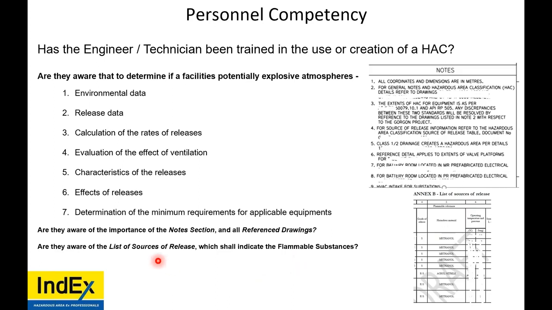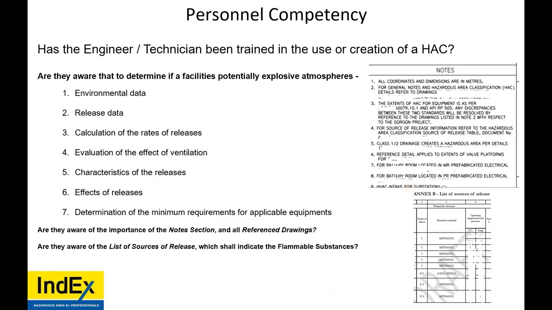Now, for the sources of release, which shall indicate the flammable substances, where can you find that? Usually you would find it in the reference drawings under the notes or legend, and then you'd be looking for something here that indicates the different types of hazardous substances, whether hydrogen would be listed there or not, or acetylene, which would identify if that 2C area is only hydrogen or hydrogen and acetylene.